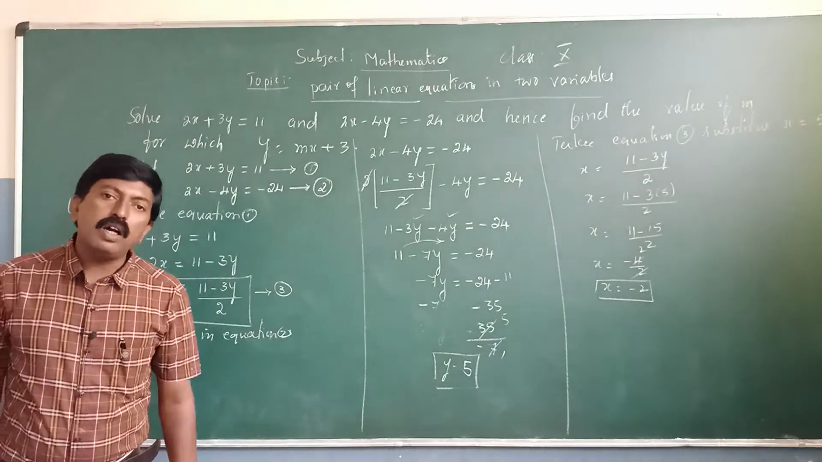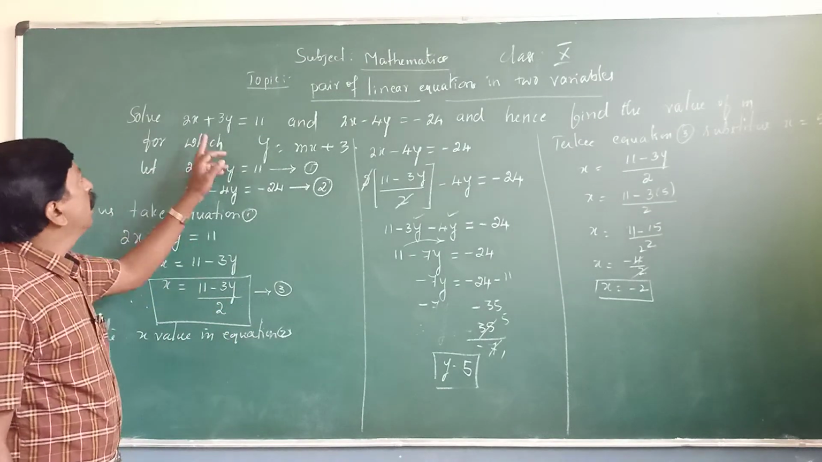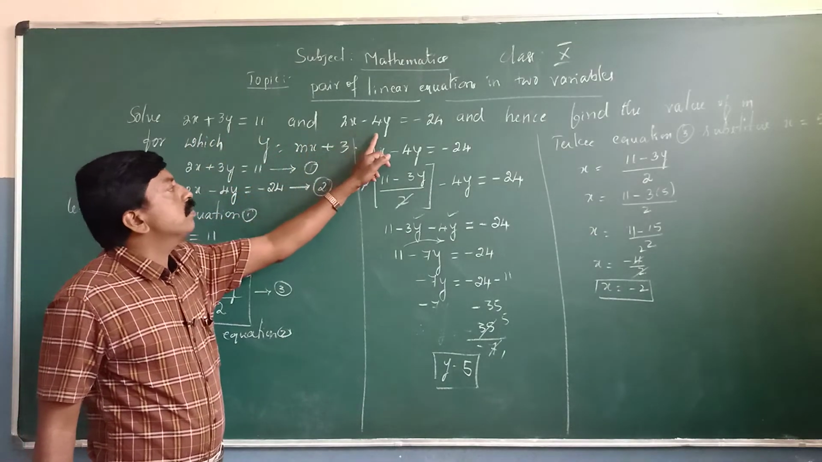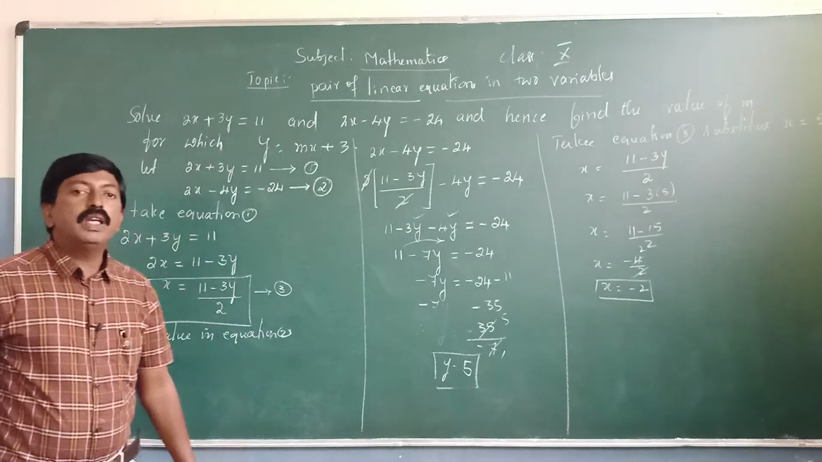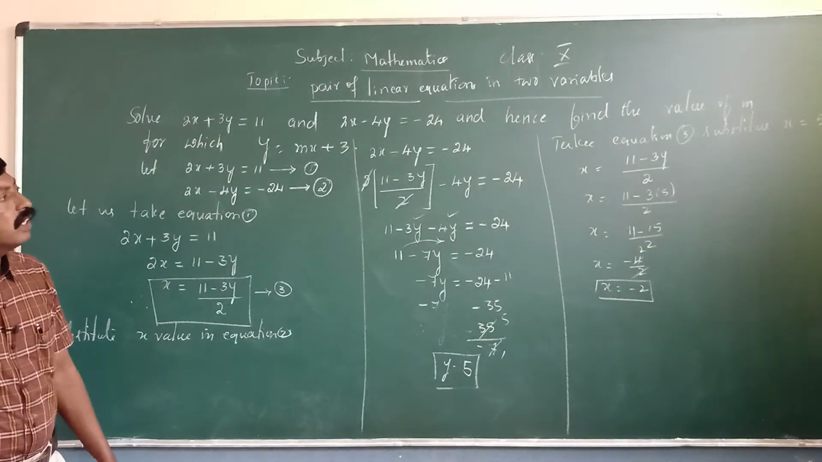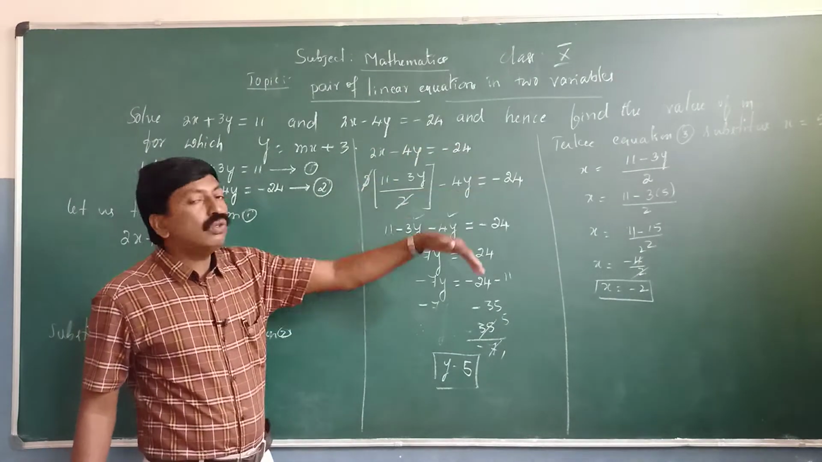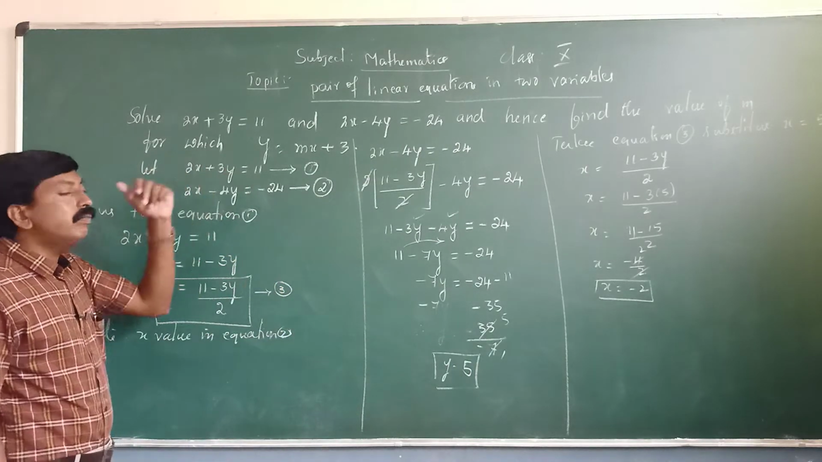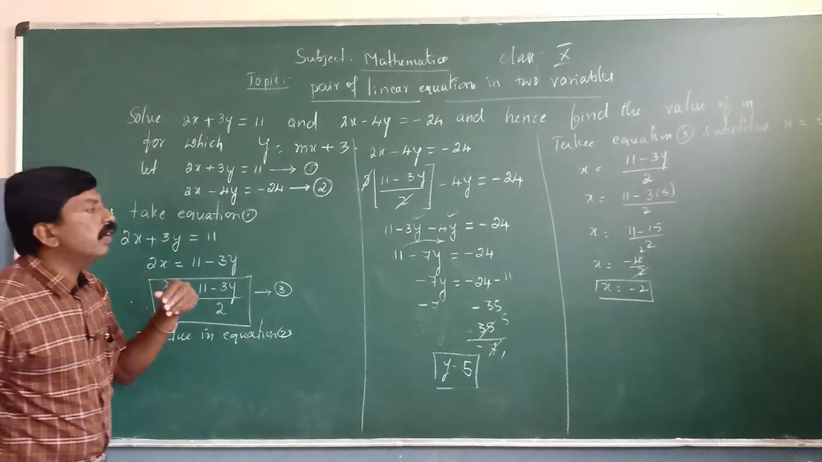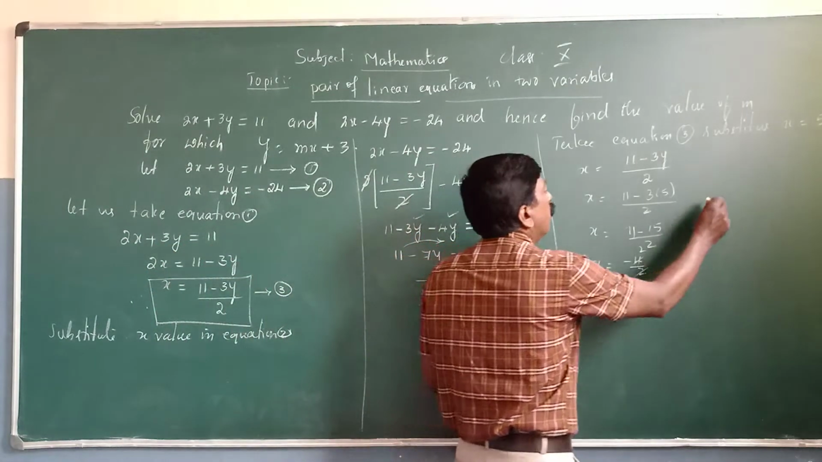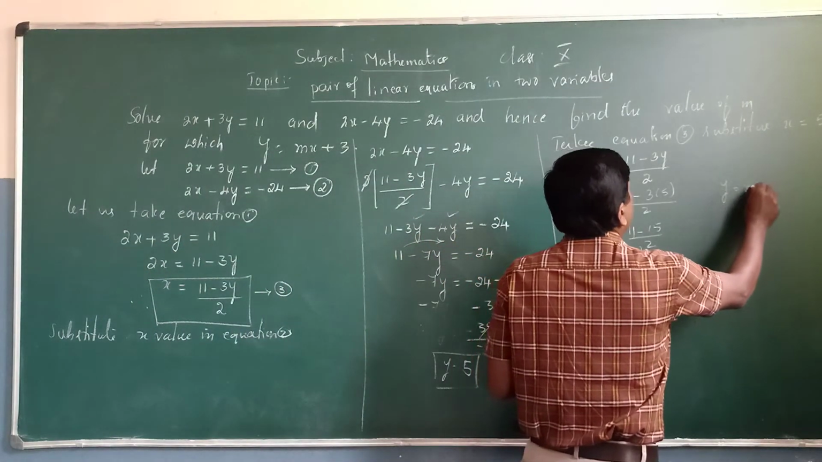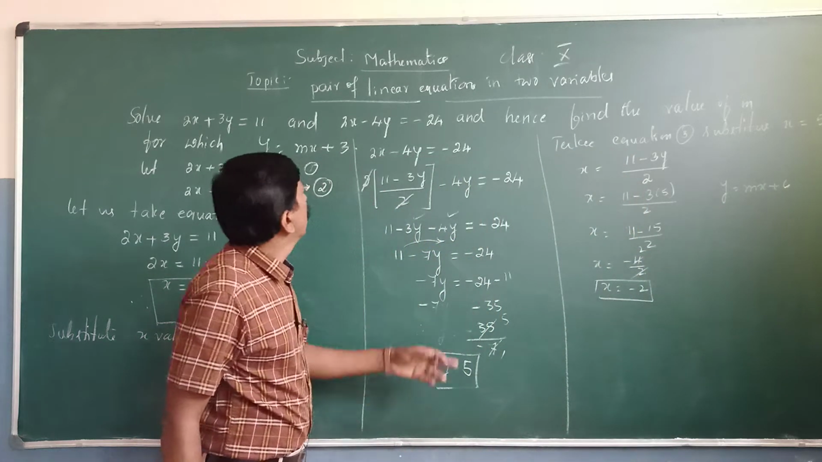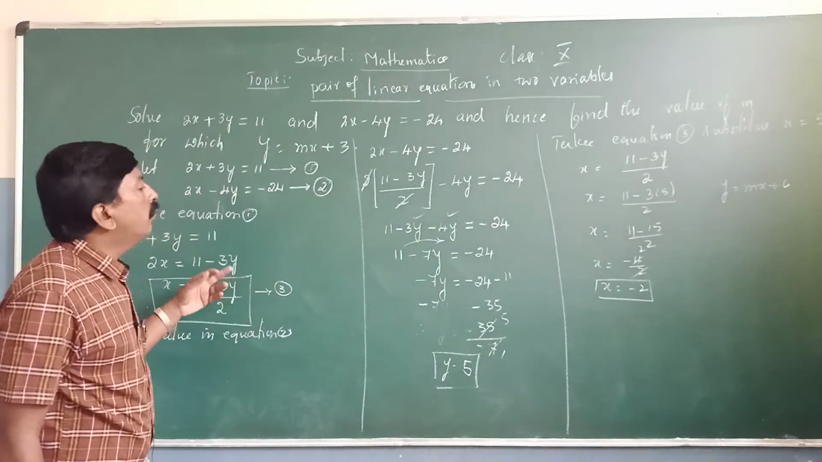These two are called solutions of the equation 2x plus 3y is equal to 11 and 2x minus 4y is equal to minus 24. Read that question once again. Hence to find, again we have to find the m value. The equation is given. Which is that equation? y is equal to mx plus c. In this equation, you have to find the m value.